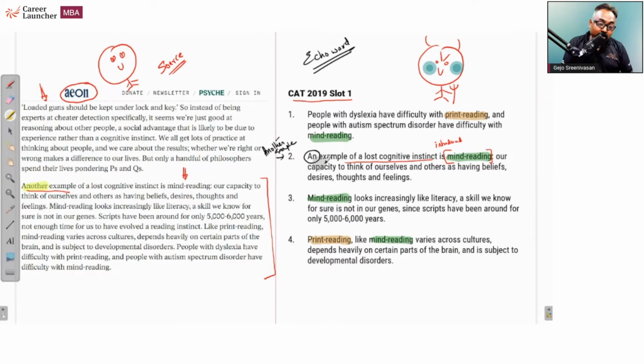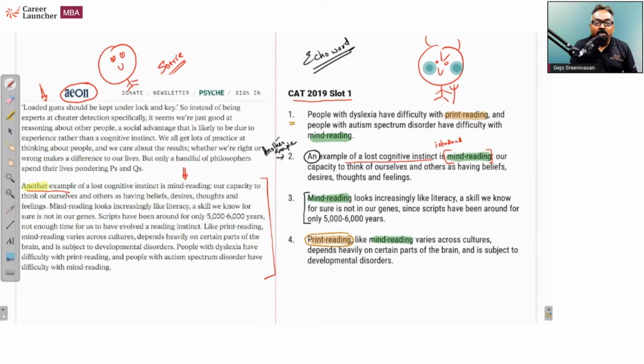If I actually look at sentence number 3 here, sentence number 3 is completely dedicated to mind reading and explaining to us what mind reading is. In fact, it is in sentence number 4 where print reading is getting introduced. Print reading, like mind reading, varies across cultures, depends heavily on certain parts of the brain, and subjective development disorder. And then in sentence number 1, these two are differentiated. People with dyslexia have difficulty with print reading. People with autism spectrum disorder have difficulty with mind reading.